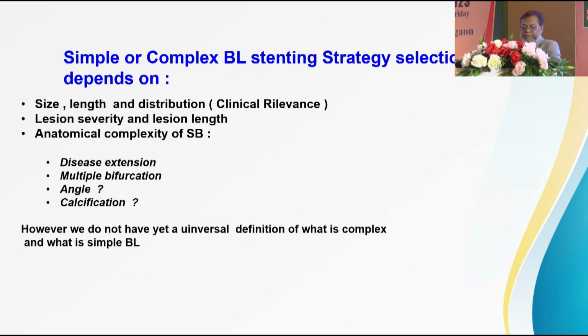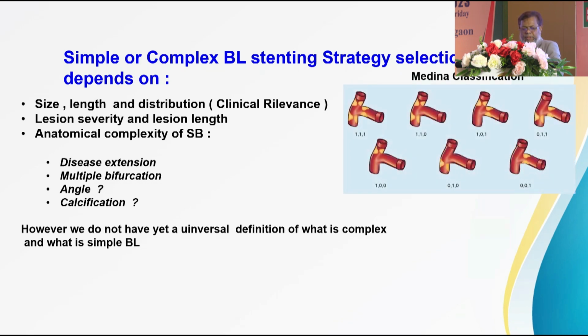Simple or complex bifurcation lesion stenting strategy selection depends on the size, length, and distribution of the lesion, lesion severity and length, and the anatomical complexity of the side branch. However, we do not yet have a universal definition of what is a complex and what is a simple bifurcation lesion, but there is some consensus. The EBC 16 consensus has shown what is a bifurcation lesion, what is a complex bifurcation, and what is a simple bifurcation.